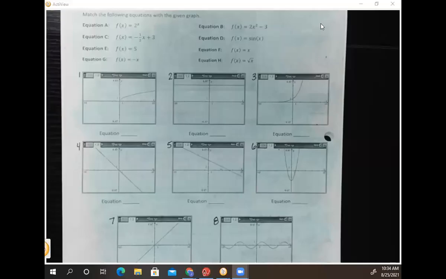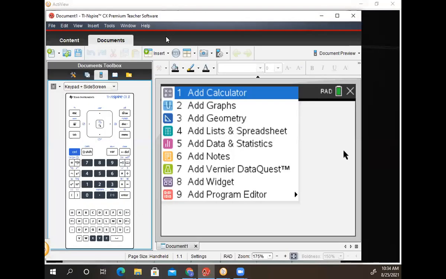Okay, so we are on page 16 in your packet. And I want to start today with some refresher on graphing on the calculator. So I'm going to pull my calculator over so you guys can see it on the screen. Right now you're looking at page 16, that's in your packet, but I'm going to pull the calculator over so that we can take a look at our calculator as well.